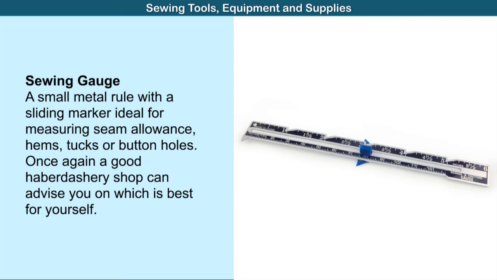Then sewing gauge, a small metal rule with a sliding marker, ideal for measuring seam allowance, hems, tucks, buttonholes, etc.